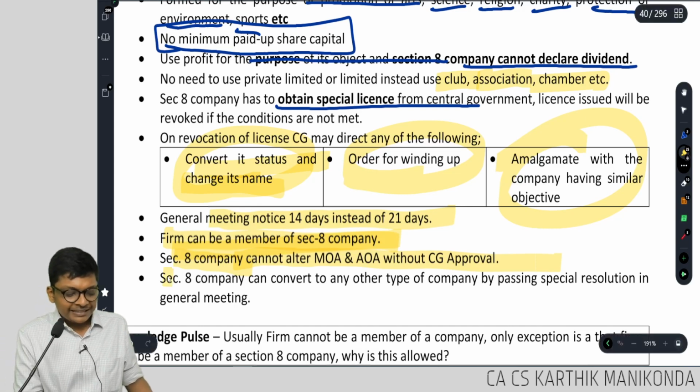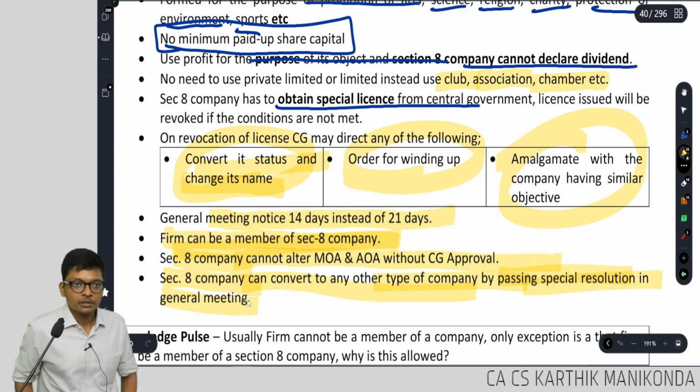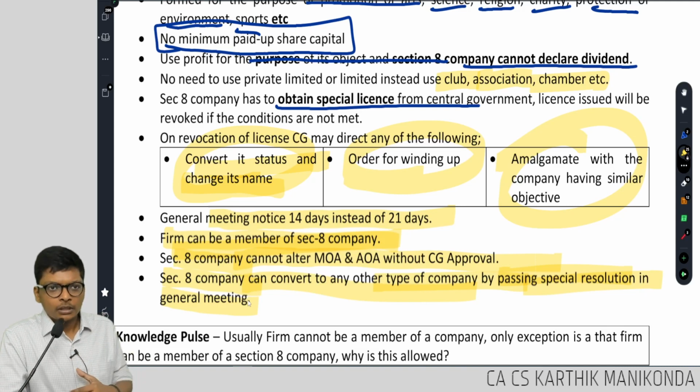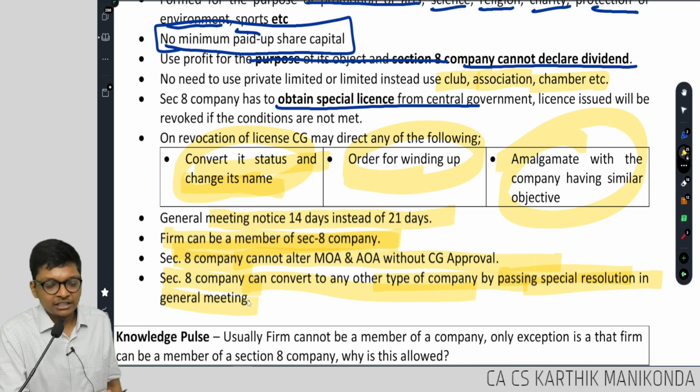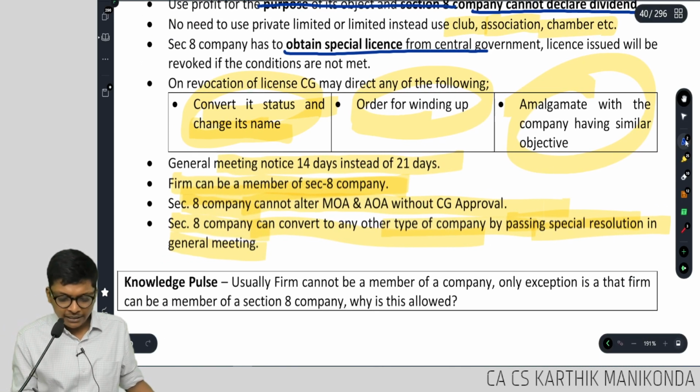Last one, can Section 8 company convert to any other type of company? Yes, by passing what? Special resolution in general meeting, and they should also surrender the license. I started Section 8 company to feed the poor. I was doing that, giving food for orphanage. Now many marriage companies are coming and saying to me, please supply food to marriage contract also. Your food is good. I can do it, but I have to convert to a private company and then surrender the license of Section 8 company. Are you following, guys?